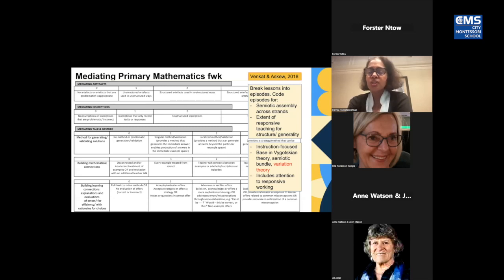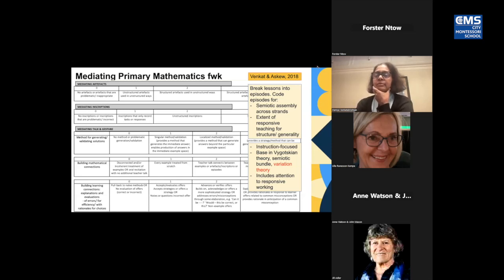And the methodology we used for this was, when we were observing lessons, we would break the lessons into episodes that were directed by a focus on particular mathematical ideas. And when the idea changed or shifted in some way, that would mean the start of a new episode. And we coded at the episode level for the semiotic assembly that teachers were putting together across their work with artifacts and inscriptions and talk, and then the extent to which we could see that teaching was responsive and moving towards structure and generality.